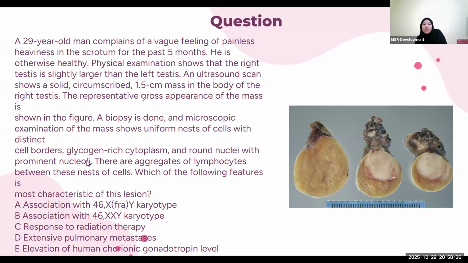glycogen-rich cytoplasm, and round nuclei with prominent nucleoli, which is a feature of malignancy. There are aggregates of lymphocytes between the nests of cells. Which of the following features is most characteristic of this lesion? You can go ahead and read it.